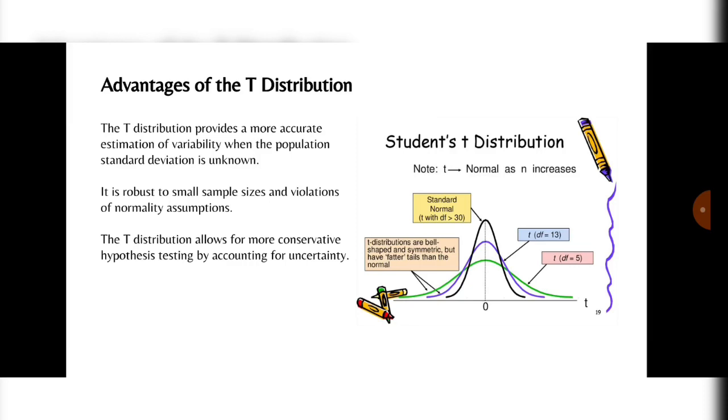Advantages of the t distribution. The t distribution provides a more accurate estimation of variability when the population standard deviation is unknown. It is robust to small sample sizes and violations of the normality assumption. The t distribution allows for more conservative hypothesis testing by accounting for uncertainty.